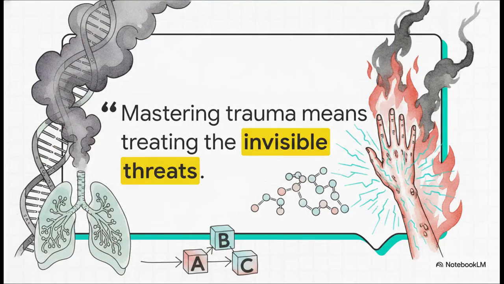So we've covered airway escalation, mitochondrial poisons, systemic shock, and nuanced burn depths. Mastering burn trauma really means understanding that the invisible chemical threats are just as critical as the visible wounds. Next time you encounter a close-space fire scenario, remember, what you can't see is often what's most deadly.